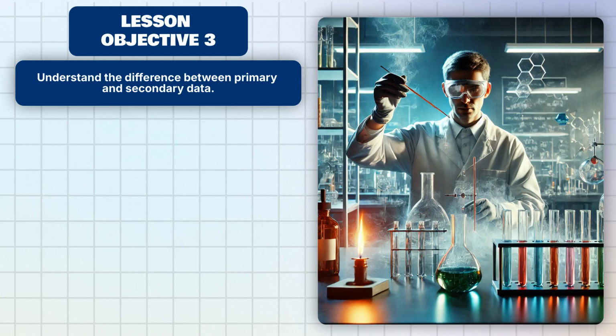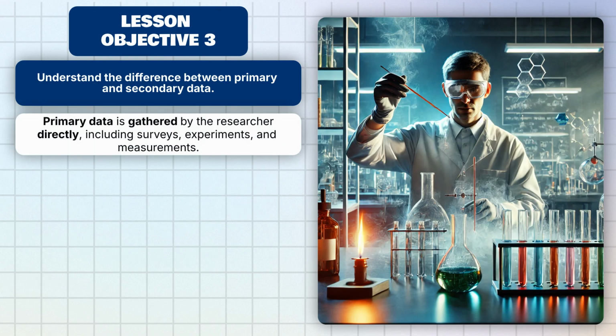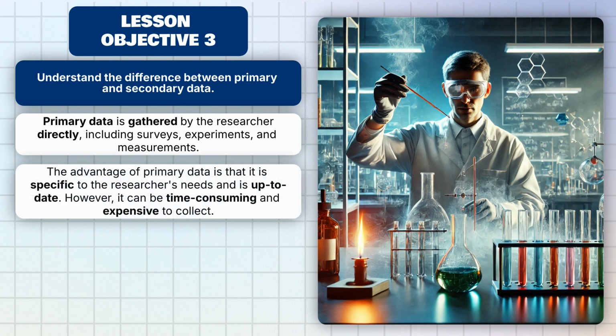Next, we'll identify the difference between primary data and secondary data. Primary data is gathered by the researcher directly. This includes data collected through surveys, experiments, or measurements taken by the researcher themselves. The main advantage of primary data is that it is specific to the researcher's needs and is up to date. However, it can be time-consuming and expensive to collect.